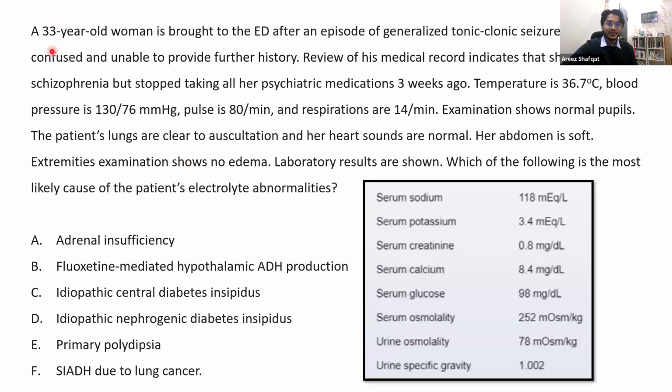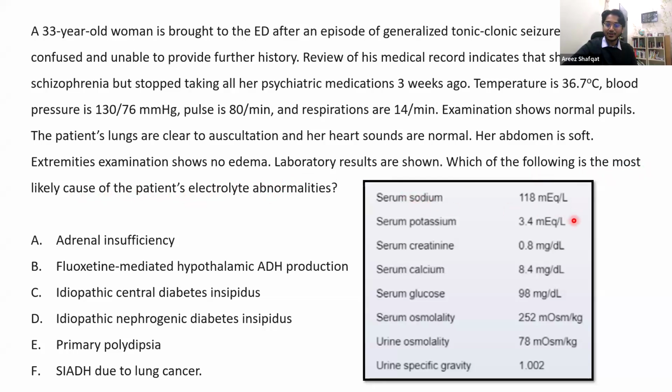Okay. A 33-year-old woman is brought to the ED after an episode of seizures. She is confused and unable to provide further history. Review of her medical record shows that she has schizophrenia, but stopped taking all of her psychiatric medications 3 weeks ago. She is afebrile, normotensive, normal pulse, normal respirations. The patient's lungs are clear to auscultation and her heart sounds are normal. Extremities show no edema. Laboratory studies are shown. Which of the following is the most likely cause of this patient's electrolyte abnormalities?